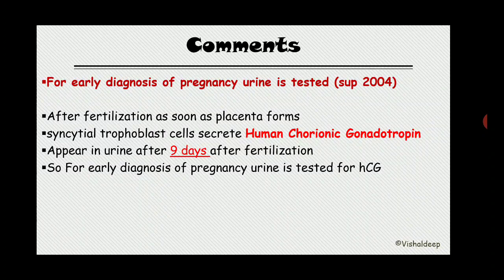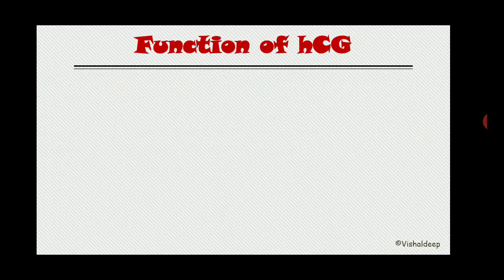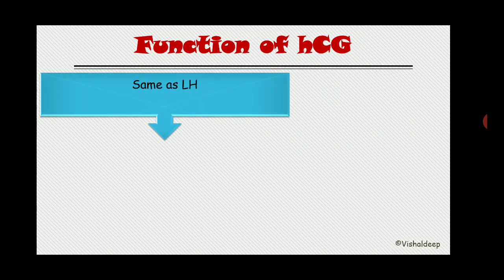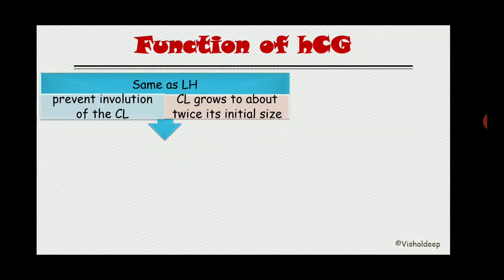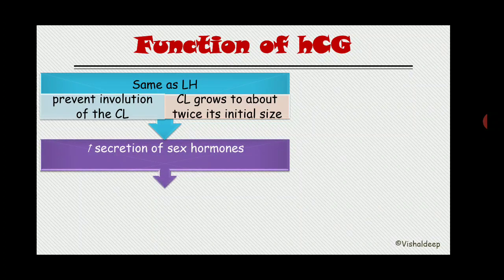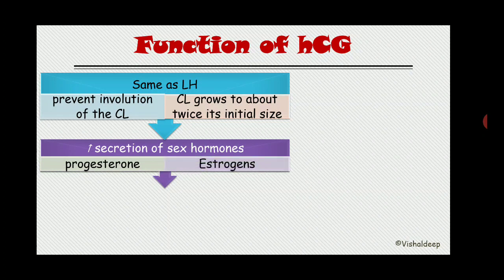Now as far as the function of the HCG is concerned, it is basically the same as LH, luteinizing hormone. What are the functions of the luteinizing hormone? It preserves the corpus luteum. Same as luteinizing hormone, the HCG prevents the involution of the corpus luteum, and in the presence of the HCG, the corpus luteum even grows to twice its initial size. The second function of the HCG is that it increases the sex hormones from the corpus luteum. It increases the secretion of progesterone as well as estrogen.